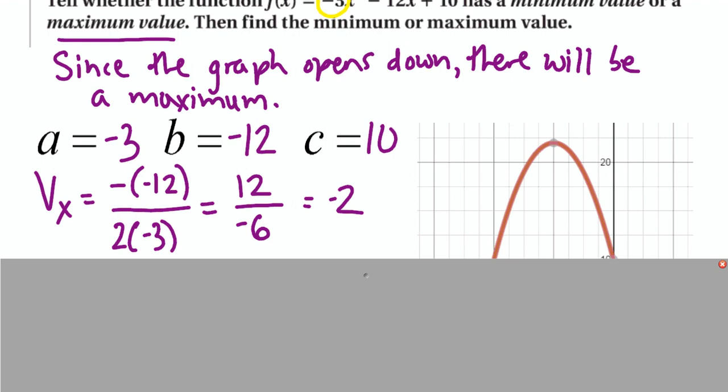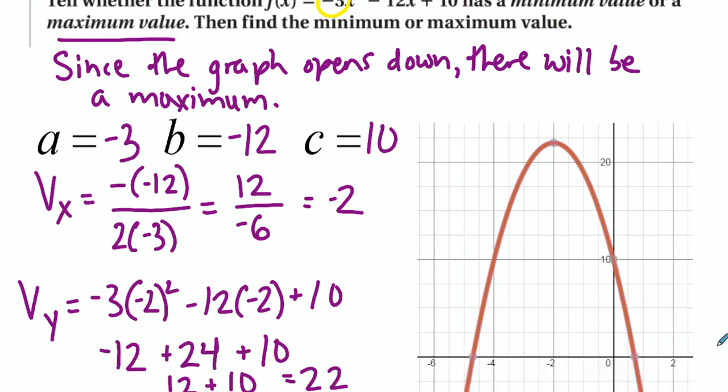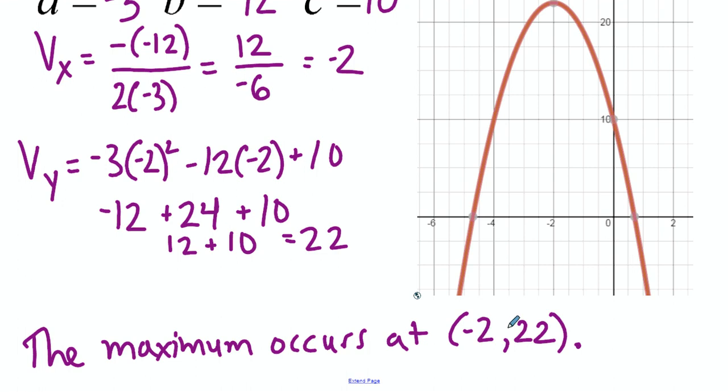If I have the vertex's x-coordinate, how do I get the y-coordinate? I substitute -2 in for x in the original equation. Then I just do order of operations, and I get an output of 22. So I know that the vertex is located at -2, 22, which means the maximum for this graph is going to occur at -2, 22.